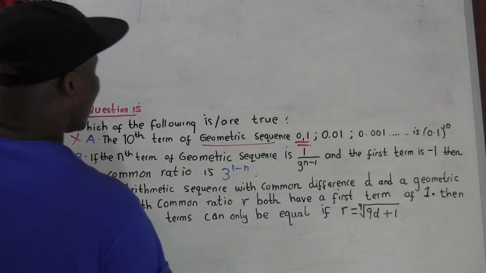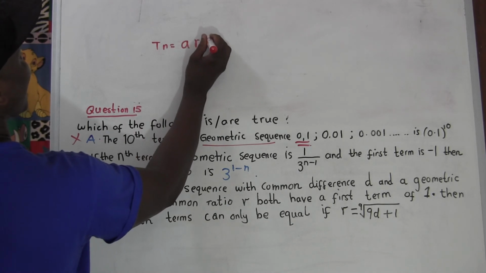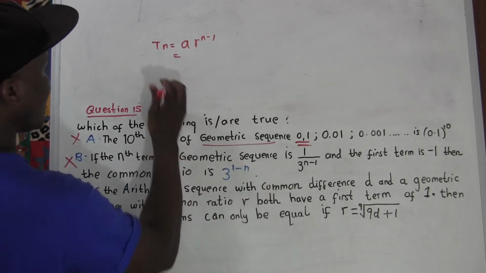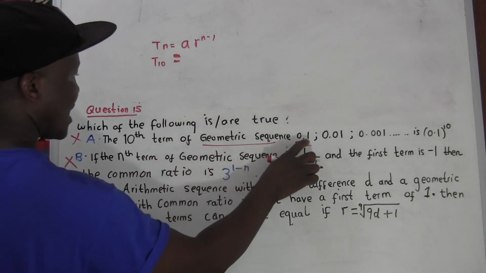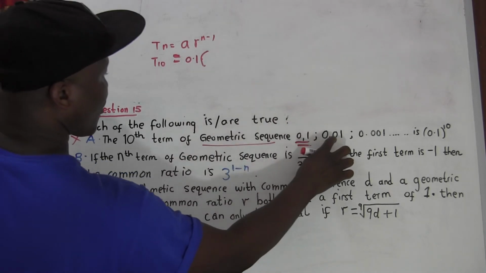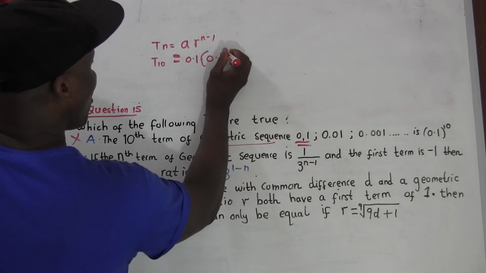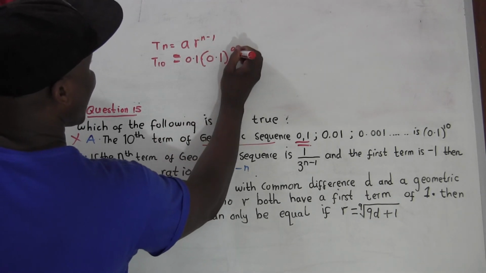So we say T10 means this is Tn equal to a r^(n-1). Okay, what is the a? So T10, what is the a? a equal to the first term, which is 0.1, times r. What is the r? Common ratio. This divided by this, we had 0.1, and then this n. What is the n? Because 10 minus 1 equal to 9.